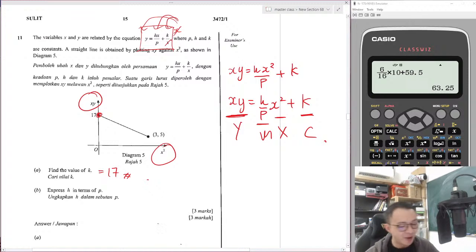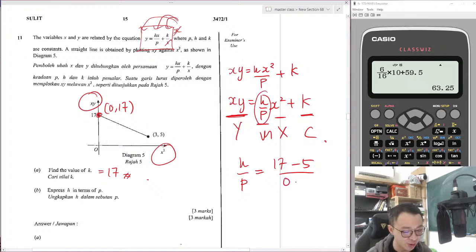Okay. Then they want me to express h in terms of p. Then I kind of know I need to do with the gradient. And then we have a formula for gradient, isn't it? y2 minus y1 over x2 minus x1. So this is 0, 17. So what I want to do is I will say, h over p, which is the gradient, should be y2 minus y1 over x2 minus x1. So this one should be 12 over negative 3 with negative 4. Alright, then I move my p here. Negative 4p. Done. 3 marks.